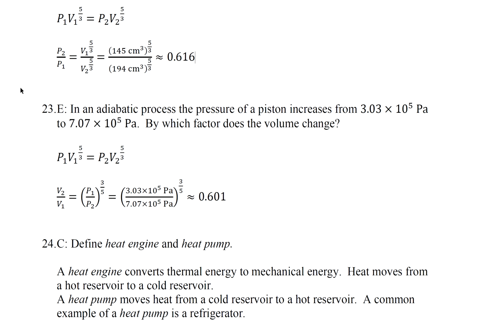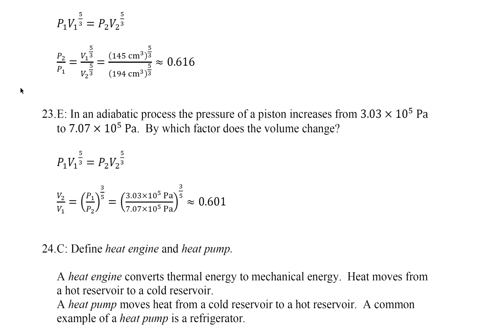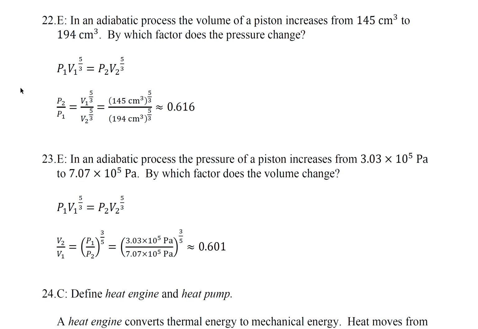Question 23. In an adiabatic process, the pressure of a piston increases from 3.03 times 10 to the 5 pascals to 7.07 times 10 to the 5 pascals. By which factor does the volume change?